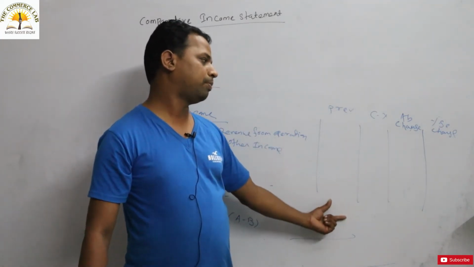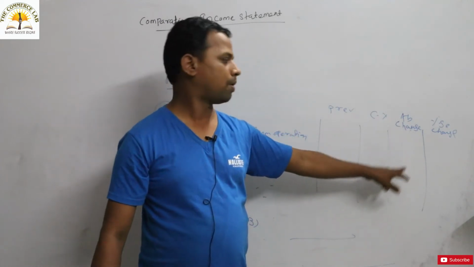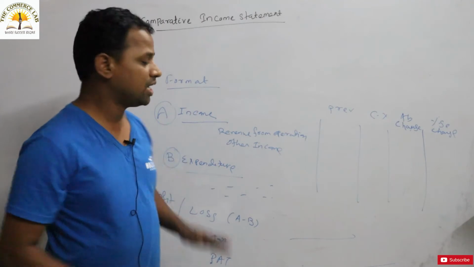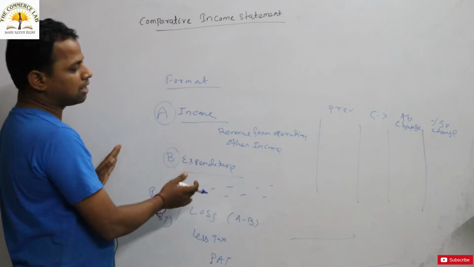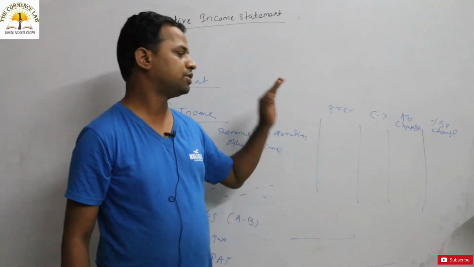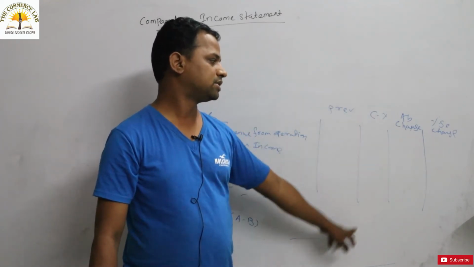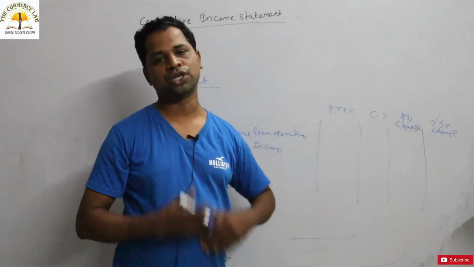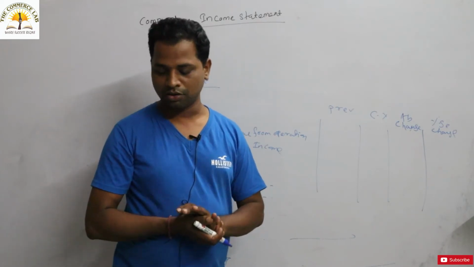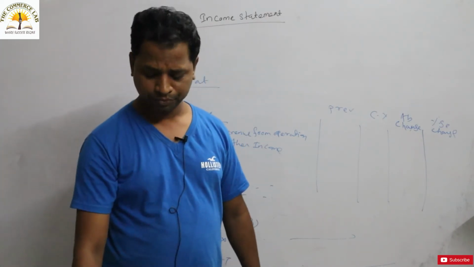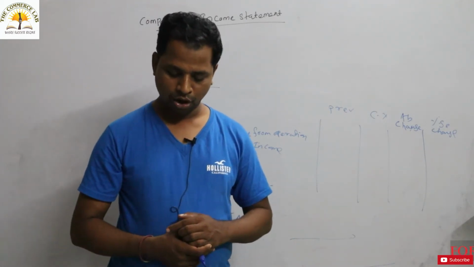The previous year data will be provided, the current year data will be provided, then the absolute change column, then the last will be percentage change. In this format, the first column will be the particulars column. Suppose this year is 2020, last year is 2019. So 2019 is the previous year, 2020 is the current year, then absolute change, then percentage change. This is the way you prepare this comparative income statement or statement of profit and loss. This is very easy to understand and also very easy to prepare.